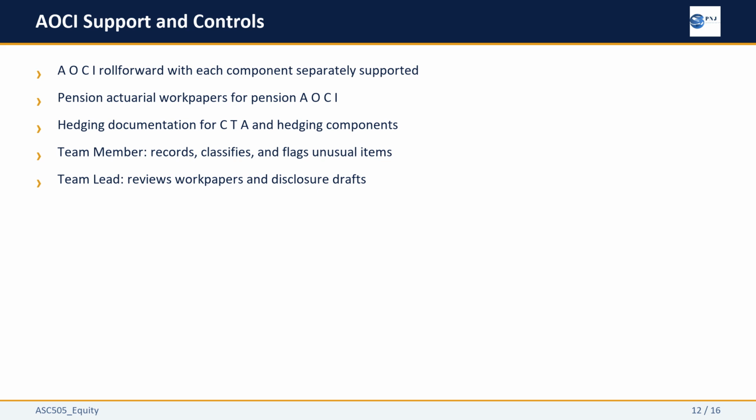On the controls side, your team member performs initial identification, classification, and recording, and prepares all supporting schedules. They flag unusual or borderline items to the team lead immediately. The team lead reviews all journal entries, work papers, and disclosure drafts, and escalates to the manager on any judgment-based conclusion.